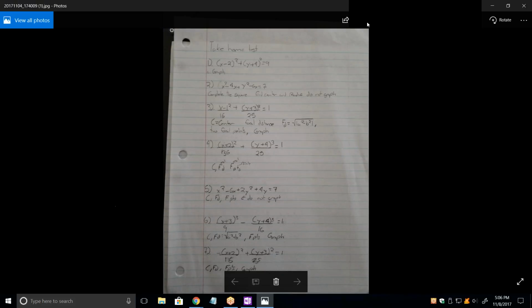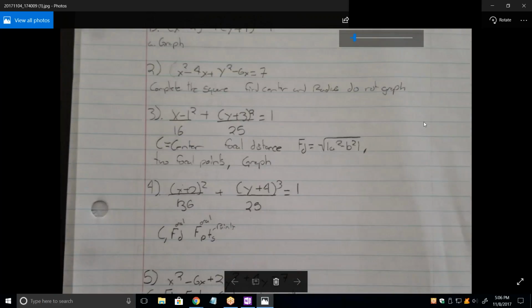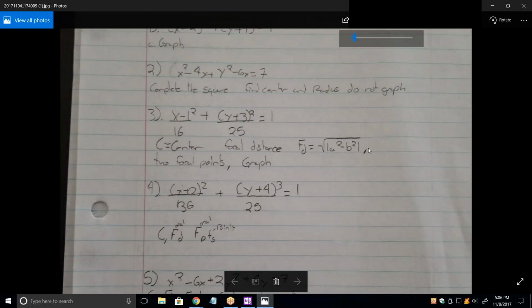Okay. Yeah, we didn't get through this whole thing. We left off at 3. We're on 4 now. We did 3. 3 was ellipses. Yeah, we did do 3. I remember that equation over there for the focal distance. Okay, let's do 4. Is that a 36 denominator? Yeah, must be.